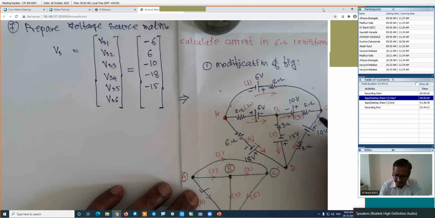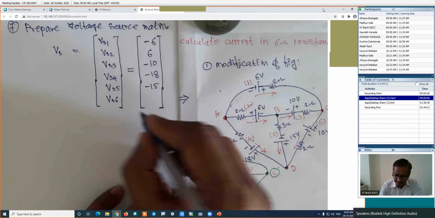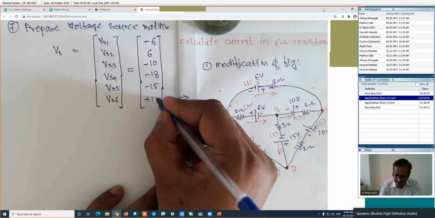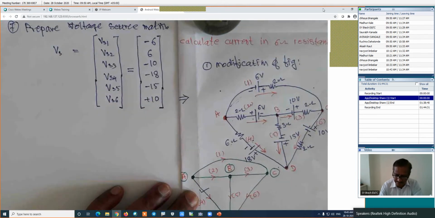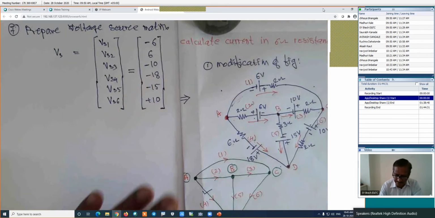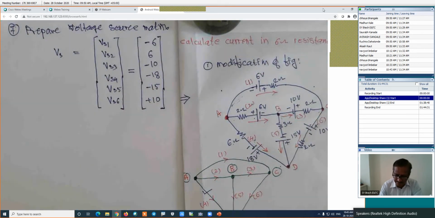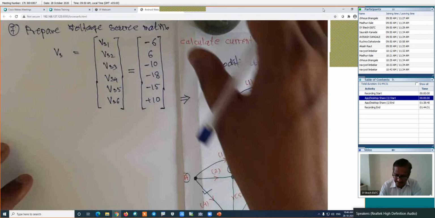Look at how the current is. Current is entering into the positive terminal of the battery. That's why this entry will be +10. If we are preparing this matrix VS, what decides whether an entry is positive or negative is this: if the current is entering into the positive terminal of the battery, then that entry will be plus, otherwise that entry will be minus. This is the preparation of the VS, which is step number 7. Is it right?